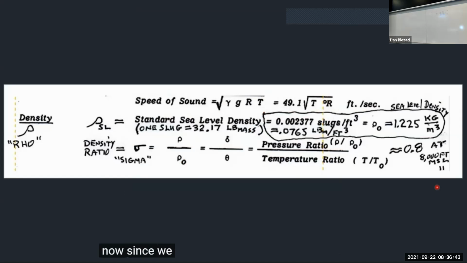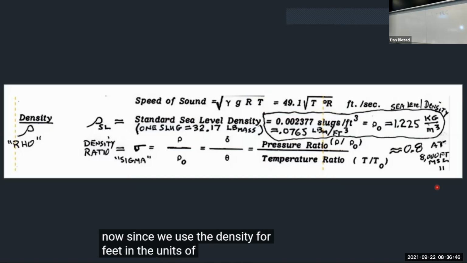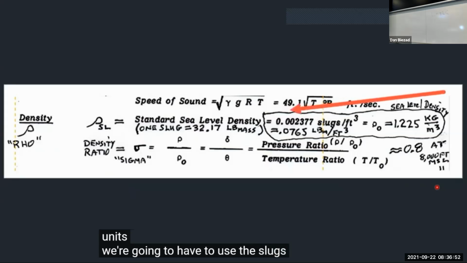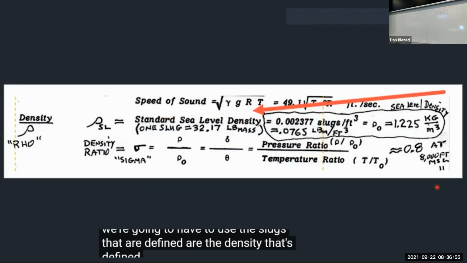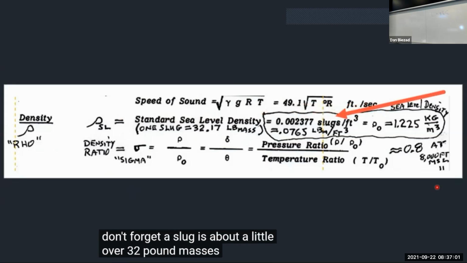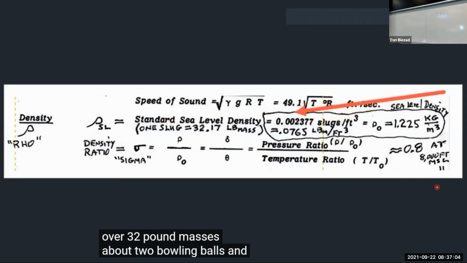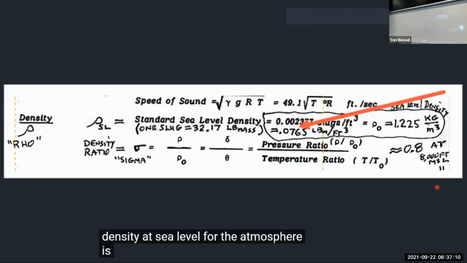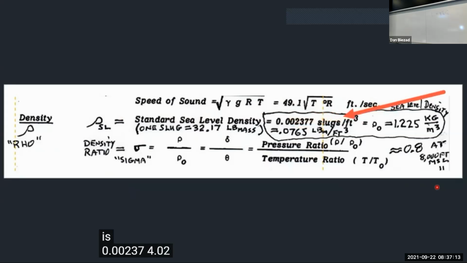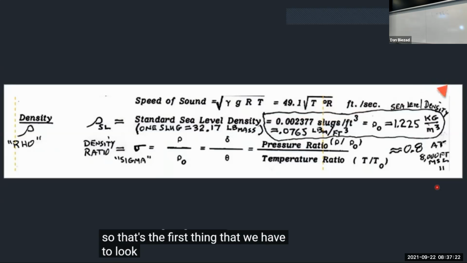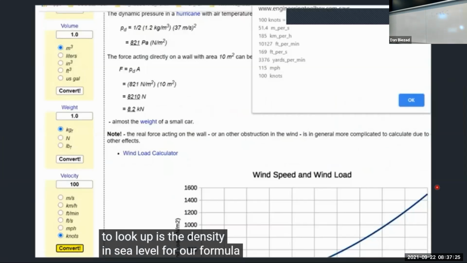Now, since we use feet in the imperial units, we're going to have to use the density defined as slugs per cubic foot. And don't forget, a slug is a little over 32 pounds mass, or about 2 bowling balls. The density at sea level for the atmosphere is 0.002377 slugs per cubic foot, or 0.00238 is a good answer. That's what we're going to use. So that's the first thing we have to look up, the density at sea level for our formula.